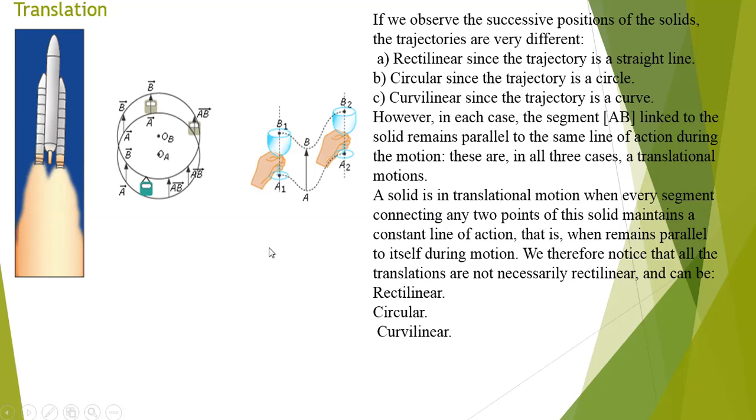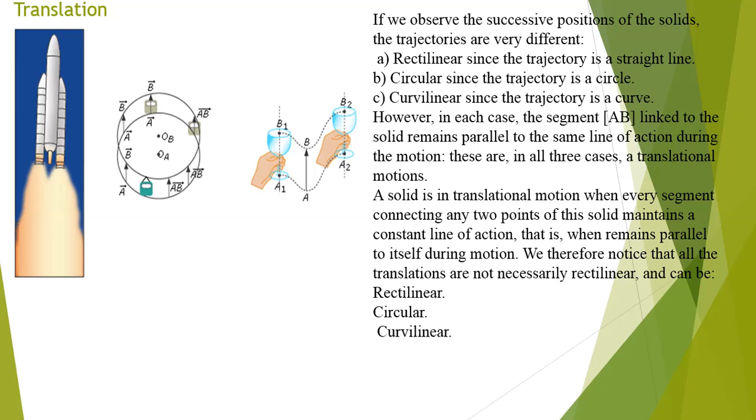So, if we observe the successive positions of the solids, the trajectories are very different. In figure 1, rectilinear, since the trajectory is a straight line. In figure 2, circular, since the trajectory is a circle. And in figure 3 or C, curvilinear, since the trajectory is a curve.